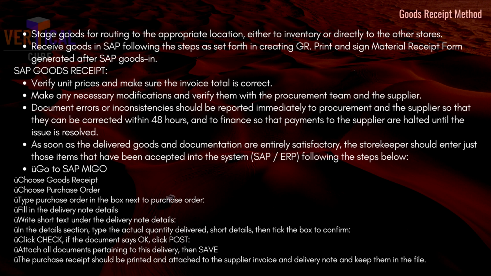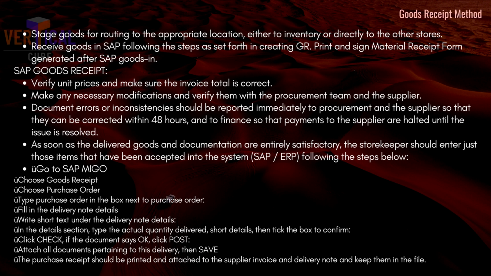1.13.1 Verify unit prices and make sure the invoice total is correct. 1.13.2 Make any necessary modifications and verify them with the procurement team and the supplier. 1.13.3 Document errors or inconsistencies should be reported immediately to procurement and the supplier so that they can be corrected within 48 hours, and to finance so that payments to the supplier are halted until the issue is resolved.